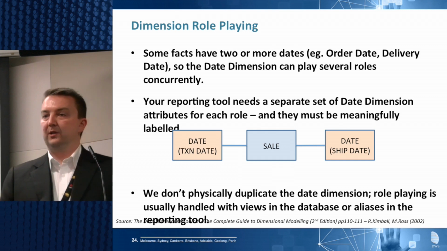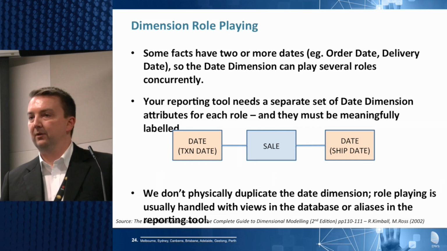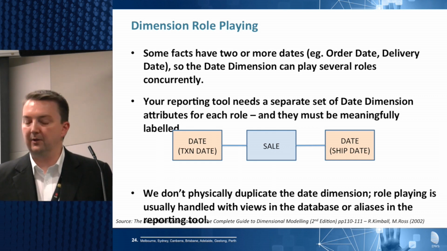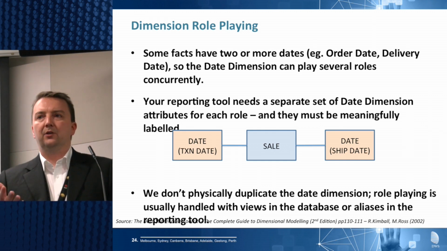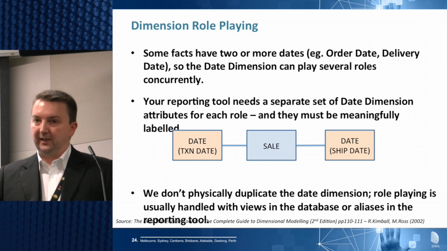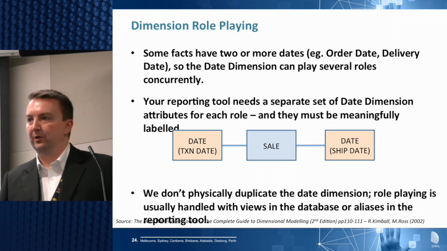So this order was transacted on one day and shipped on a different day. So there's two separate foreign keys on the order. Do we need two separate date dimensions for that? Well, physically in the database, no, we don't need a separate date dimension for every possible context that we could use.